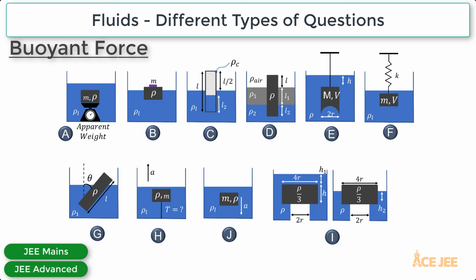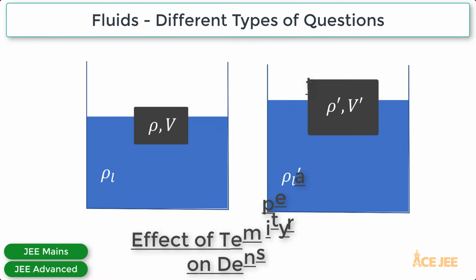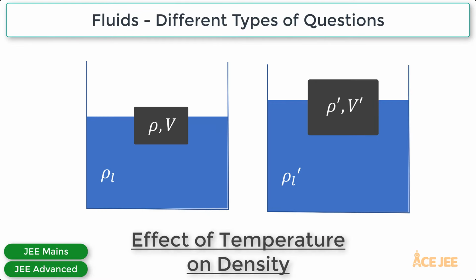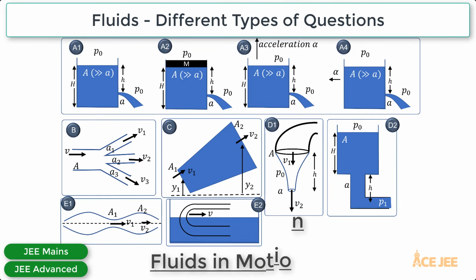But go through the detailed notes and practice questions in the question type section for developing problem solving skills. Moving on, in this question type, you will be dealing with questions involving effect of temperature on density of a fluid and the floating solid and the resulting change in fraction of volume submerged. With that, let's see 10 different types of questions you can expect in case of fluids in motion.